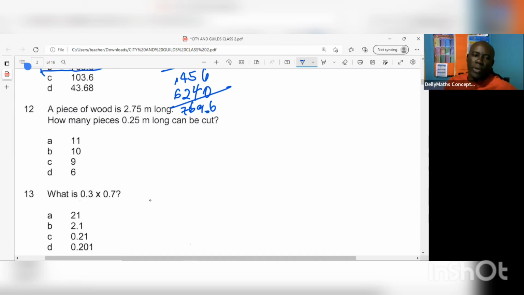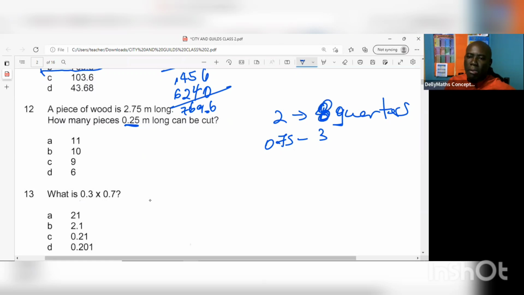Well, depending on how you want to look at that, you could look at it that this is a quarter, I should say here. And this will give us 3, so we have 11 quarters overall. Another way, what we could do is we could say it's 2.75 divided by 0.25.